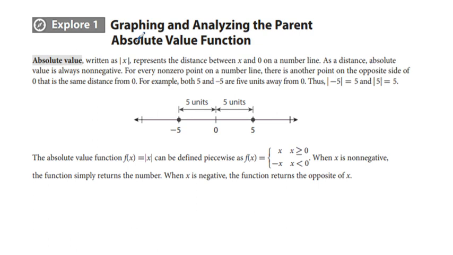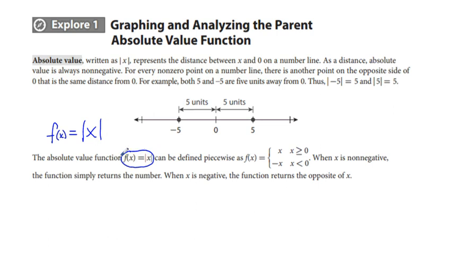And here in Explore 1, graphing and analyzing the parent absolute value function, the parent absolute value function is right here. f of x equals absolute value of x. And these absolute value brackets, that's what I call them. So this is a parent function. And this just explains that the absolute value is the net or positive difference between 2 points, in this case on a number line.